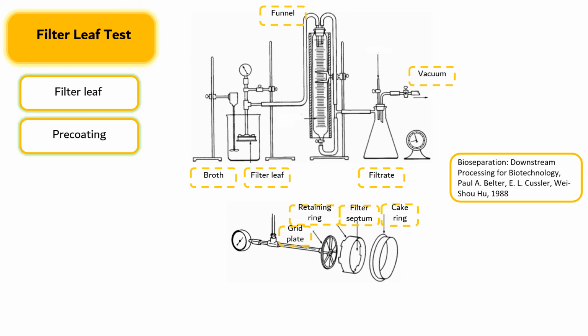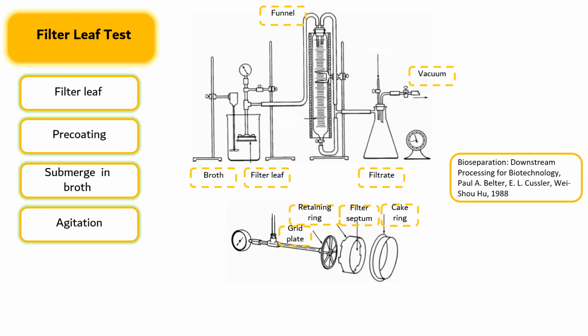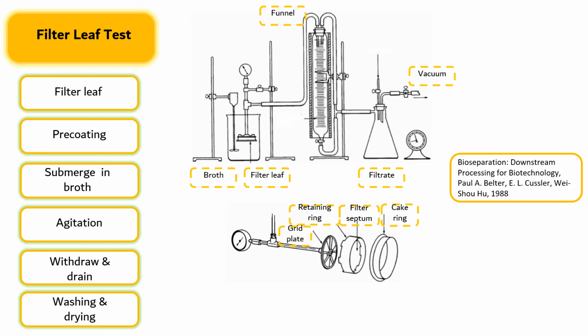We first pre-coat the filter leaf with a selected filter aid. We then place the leaf under vacuum and submerge it in the broth for a certain time for cake formation. We agitate the broth to give a uniform mixture during the entire test period. After cake formation, we withdraw the leaf and, still under vacuum, we allow it to drain for a certain period. We then submerge the leaf in a washing liquid for a desired washing period. Remove it and dry the accumulated cake.